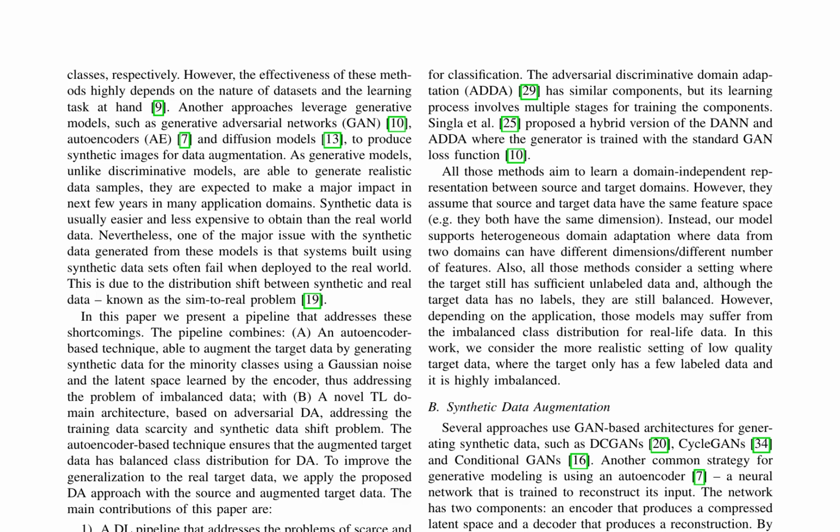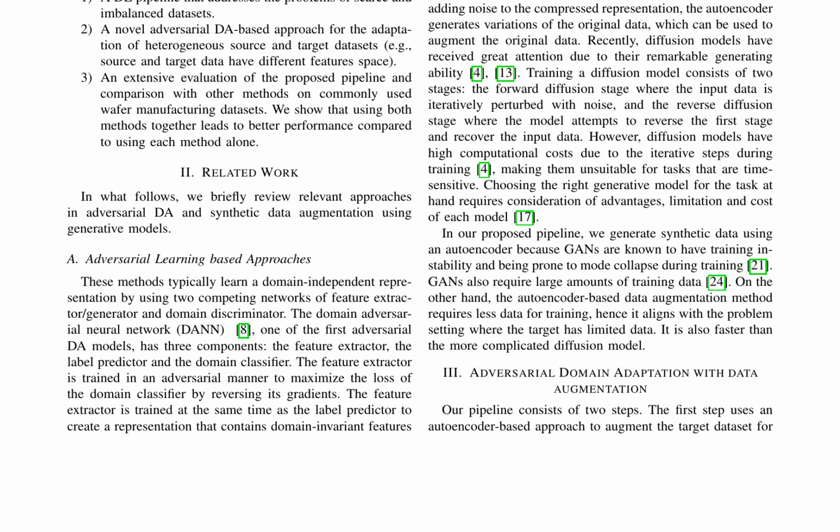The proposed pipeline consists of two steps. The first step uses an autoencoder-based approach to augment the target dataset for balancing class distribution. This is achieved by generating synthetic data for the minority classes using a Gaussian noise and the latent space learned by the encoder. The second step applies a novel adversarial DA-based approach for adapting the source and augmented target datasets.